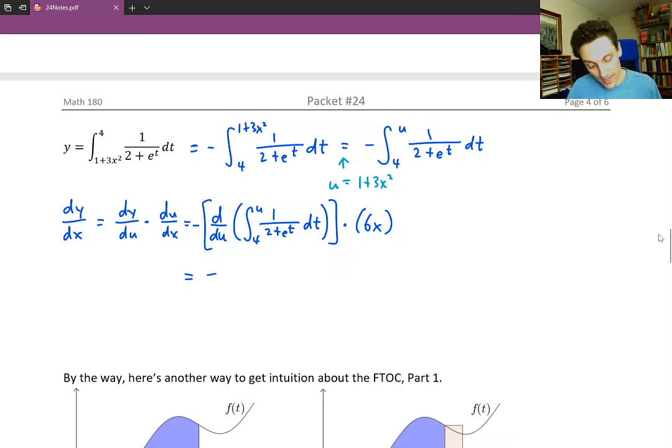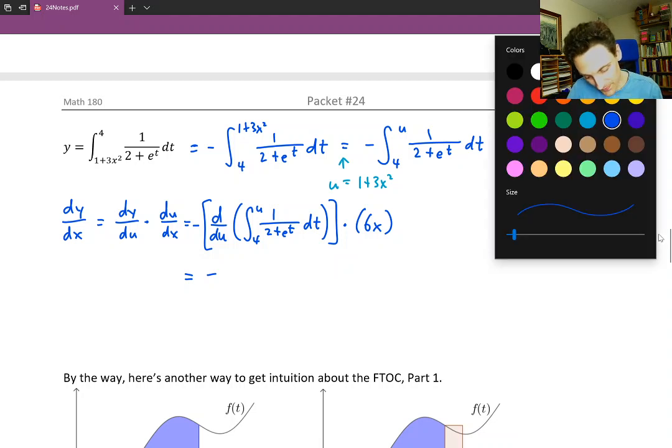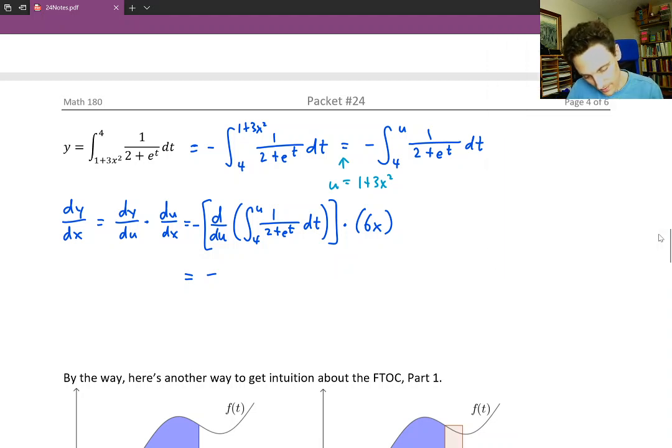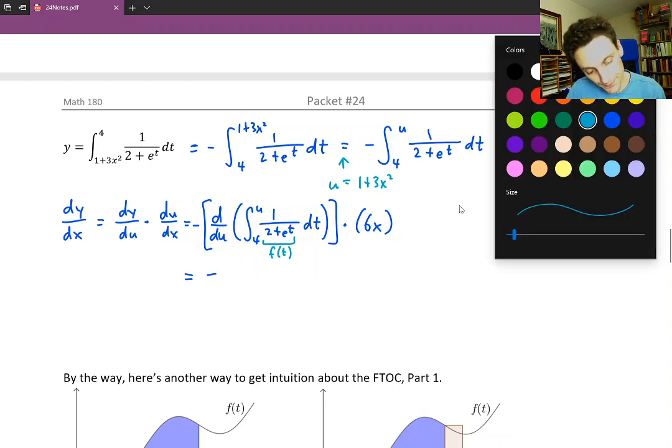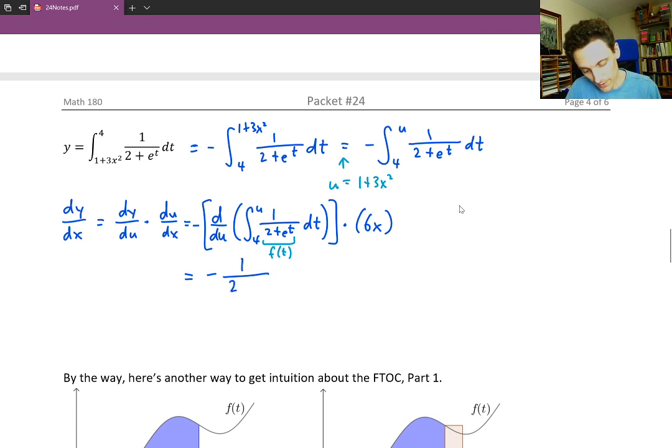All right, so we have negative, and then by the fundamental theorem, there's our little f of t. By the fundamental theorem, the derivative with respect to u and the integral from 4 to u here, they're going to undo each other, and you'll just have f of u here. So instead of a t, we're going to have a u. 1 over 2 plus e to the u times 6x. There's our f of u.